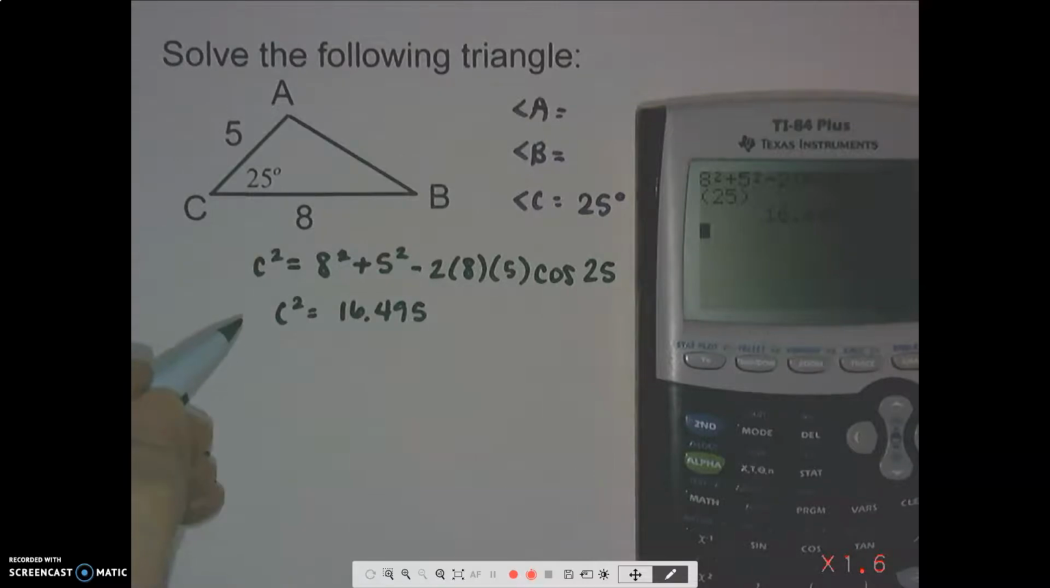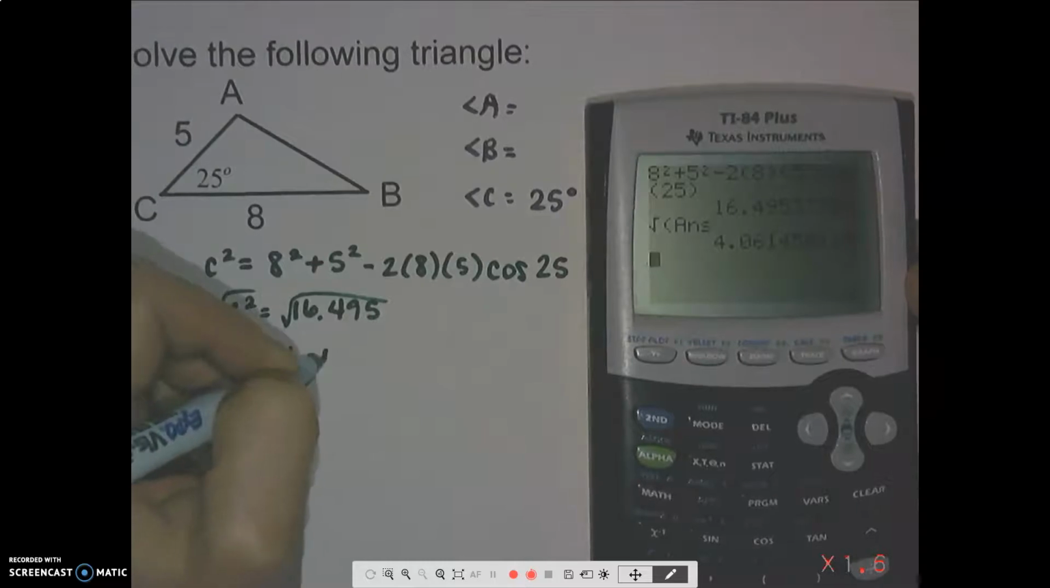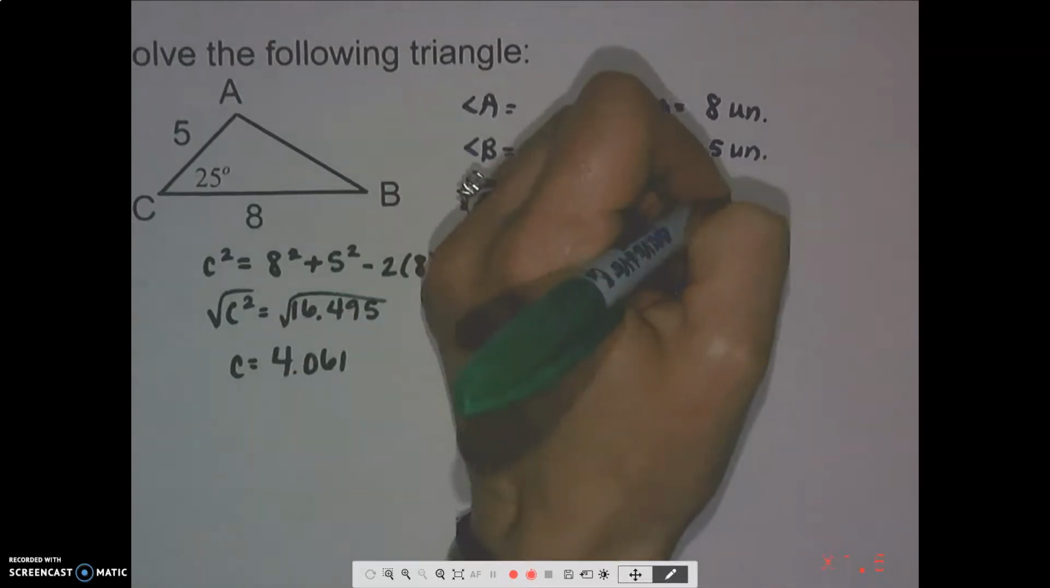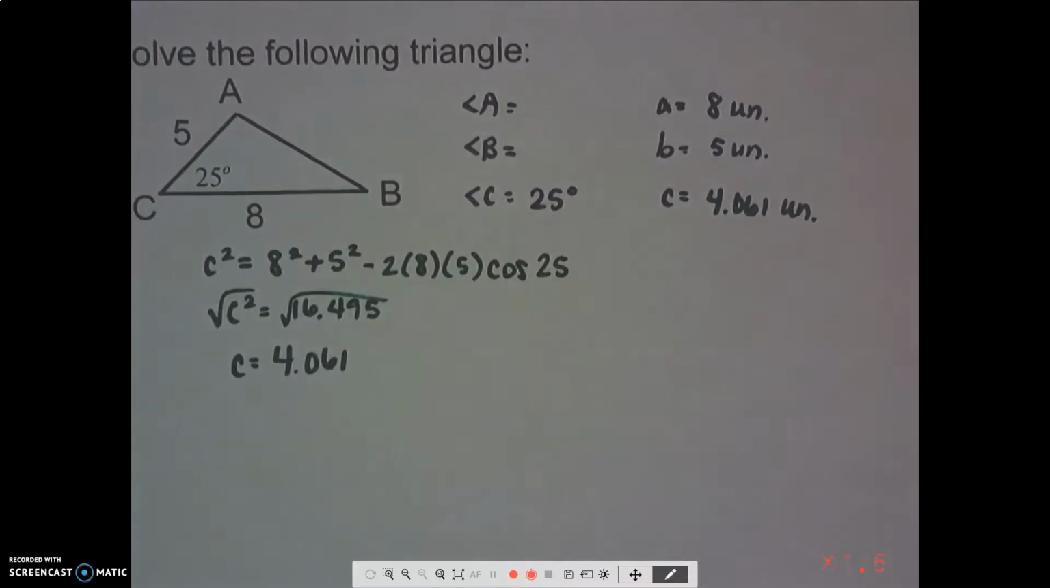Okay. And then to get c by itself, sorry you guys can't see that very well, we're going to take the square root. So then c would equal the square root of that answer, and we get 4.061. And just like we did in the last video, you can store these values as well. I would get in a very good habit of storing things. It's going to become second nature for you, or at least it should be. So 4.061 units.